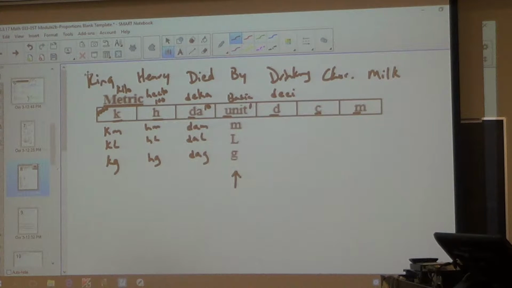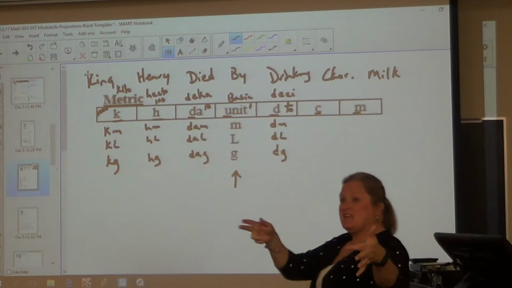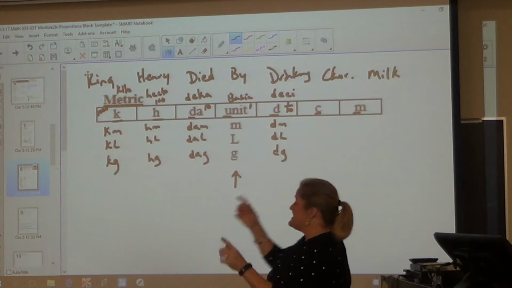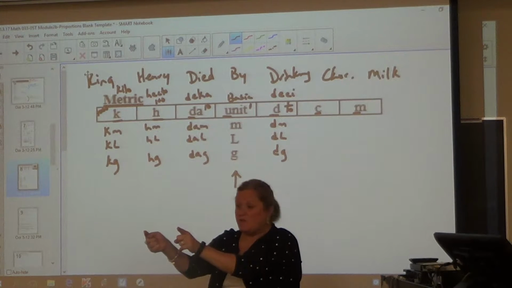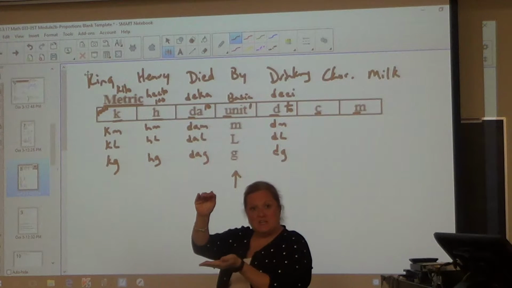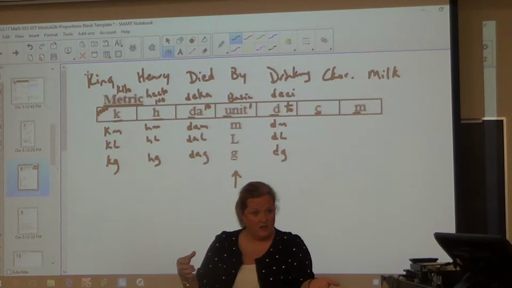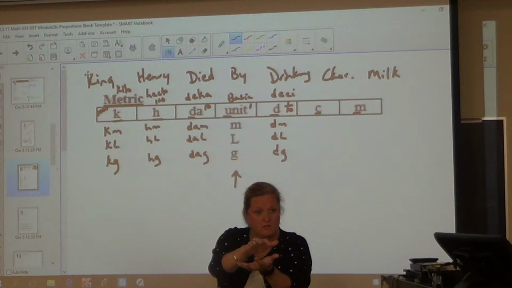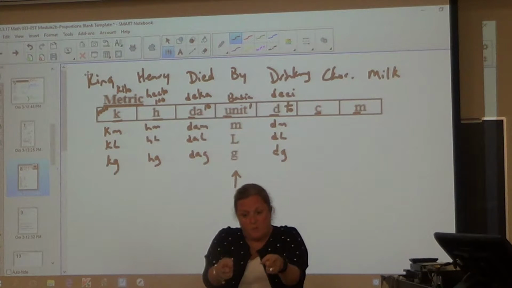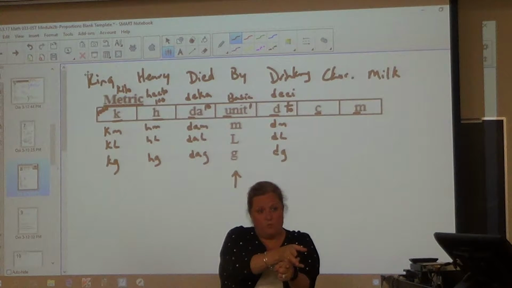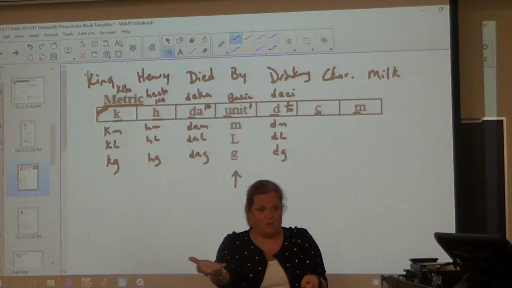This means 1: 1 meter, 1 liter, 1 gram. This is decimeter, deciliter, decigram. So this stands for 1/10. If I took a meter stick and cut it into 10 parts, a decimeter would be 1/10 of a meter stick. If I took a liter of Pepsi and dumped it into 10 equal cups, a deciliter would be 1 big gulp. A decigram would be if I took a paper clip and cut it into 10 equal pieces, the weight of 1/10 of a paper clip.